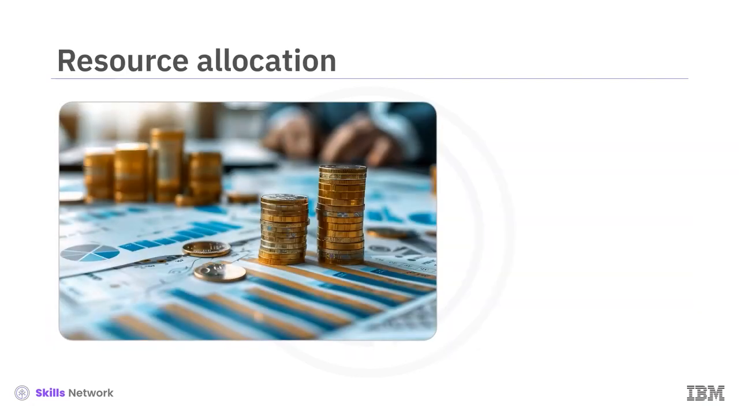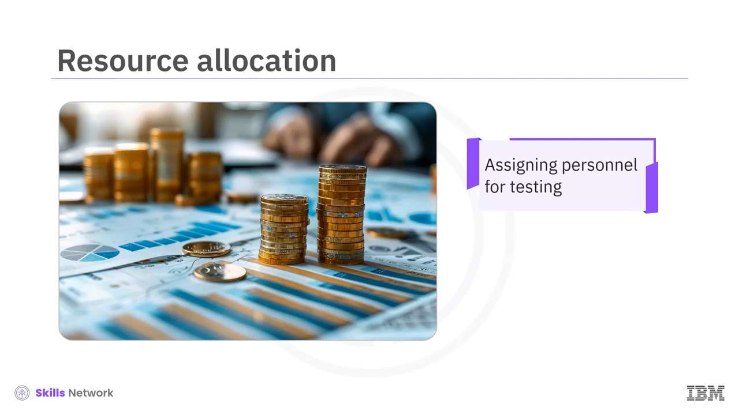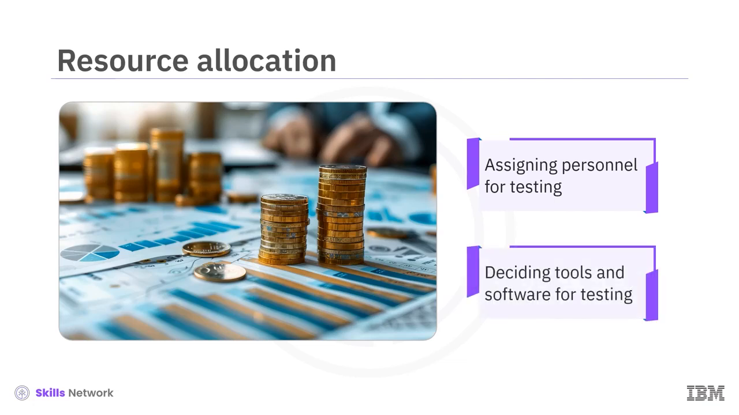Proper resource allocation is crucial for the success of a penetration test. This involves assigning internal and external personnel with the requisite ability to conduct the test. Additionally, deciding the necessary tools and software ensures that testers have the means to identify and exploit potential vulnerabilities effectively. Resource allocation also includes budgeting for any incidental costs during the test.